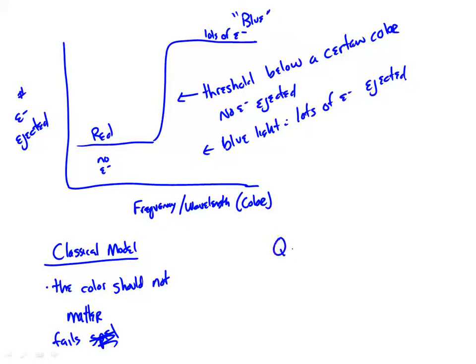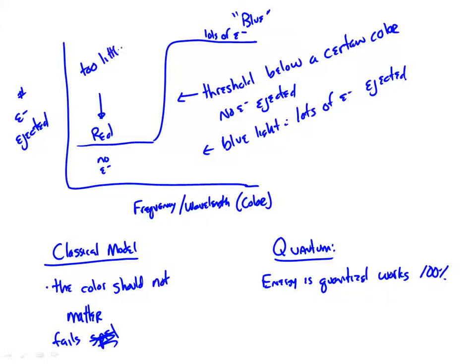And then a quantum model where energy is quantized works 100%. Meaning that in red light, there's just too little energy to eject an electron, whereas in blue light, there's lots of energy to eject an electron.